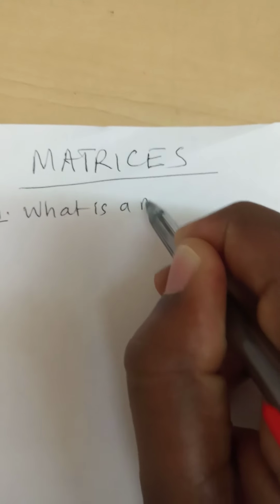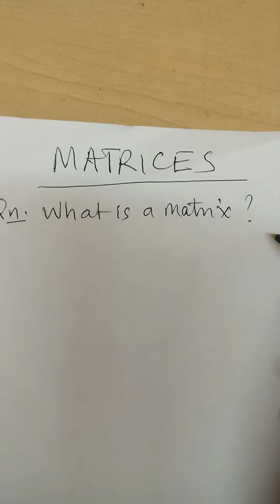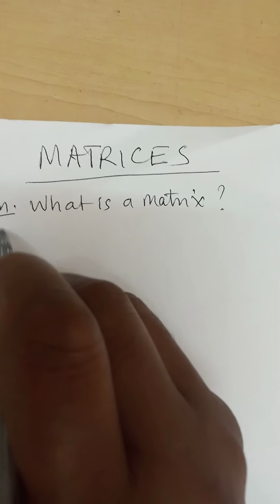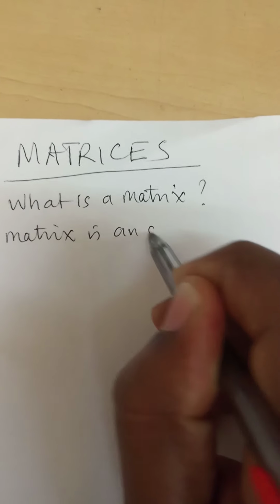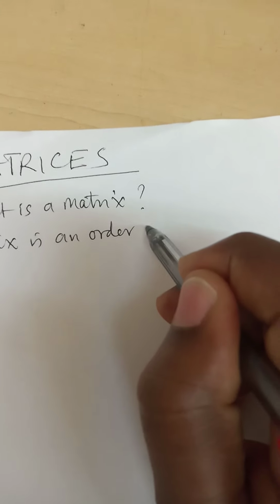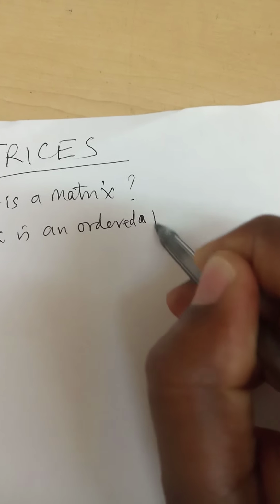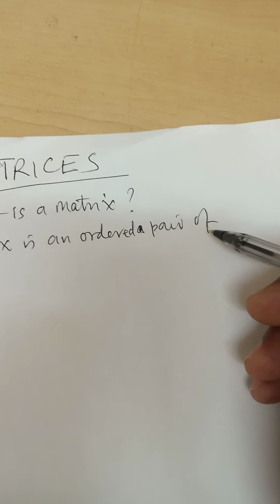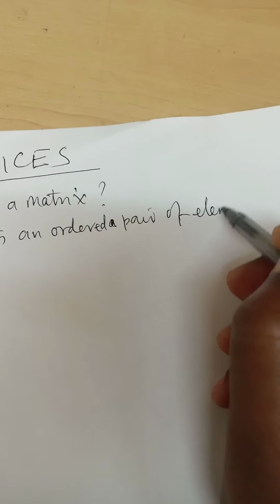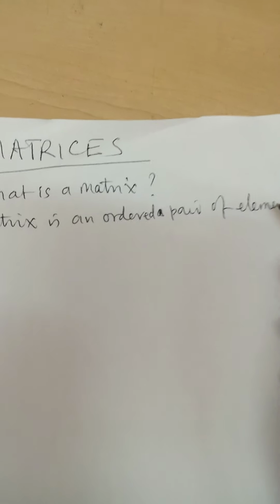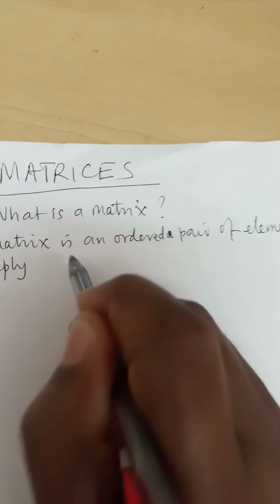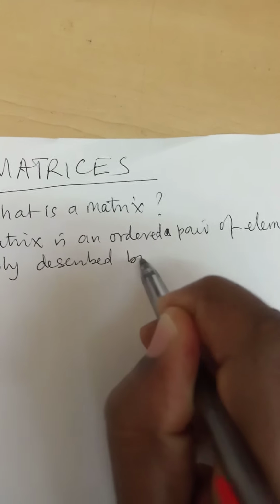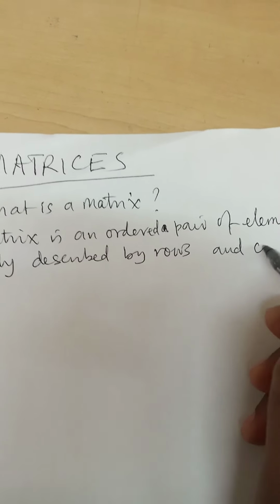One would quickly ask, what is a matrix? We can define a matrix in brief as an ordered array or pair of elements that can be described by rows and columns. We can say it's an ordered pair of elements simply described by rows and columns.